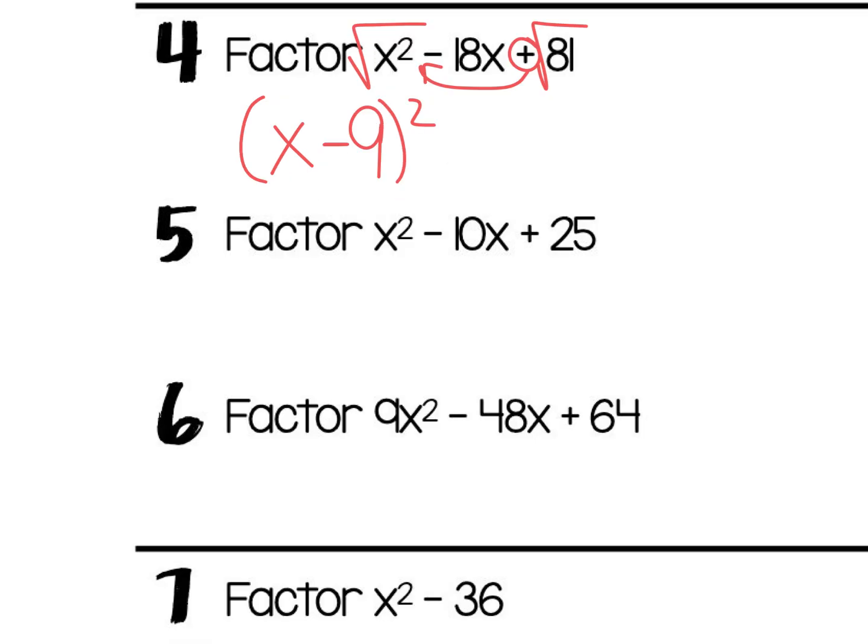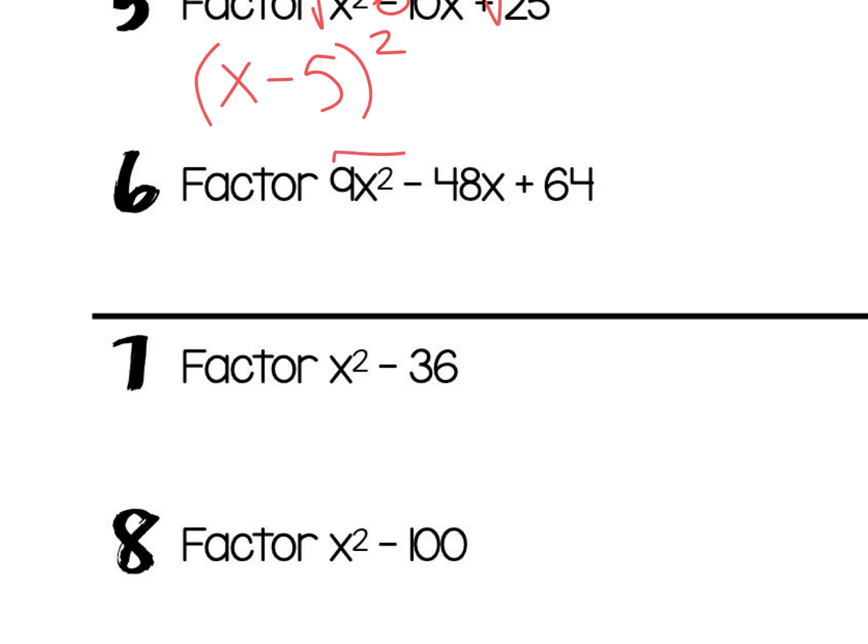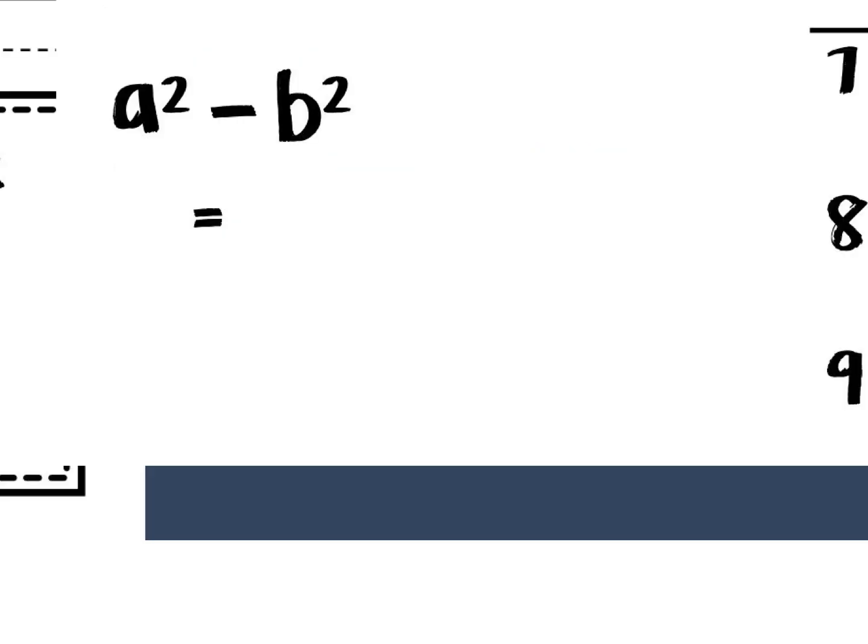All right, what about number 5? x minus 5 to the power of 2. Square root of 9x squared is 3x. Double check those signs. Minus, square root of 64 is 8 squared. What do you notice here? It's missing the middle.